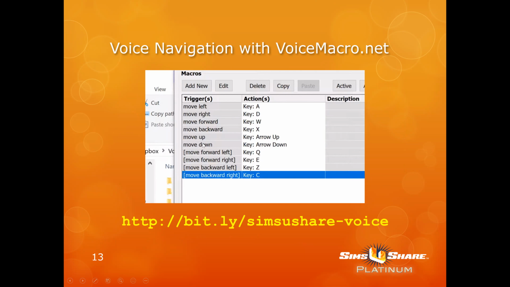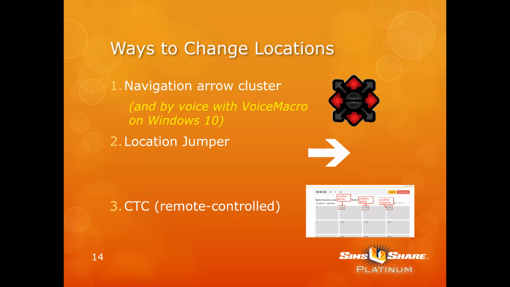You can certainly ask me questions if you'd like to get this set up. I think it's a really nifty feature that, especially as a free thing, could be very useful for the right situations. To summarize, what we've seen here is 3 basic ways to change locations: the navigation arrow cluster, the location jumper, and then the CTC remote control, which is a way you can change, even though that's really not under the user's control.